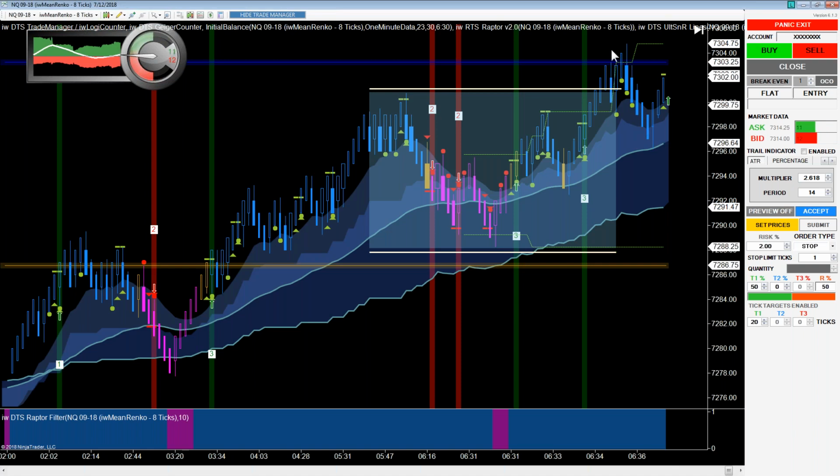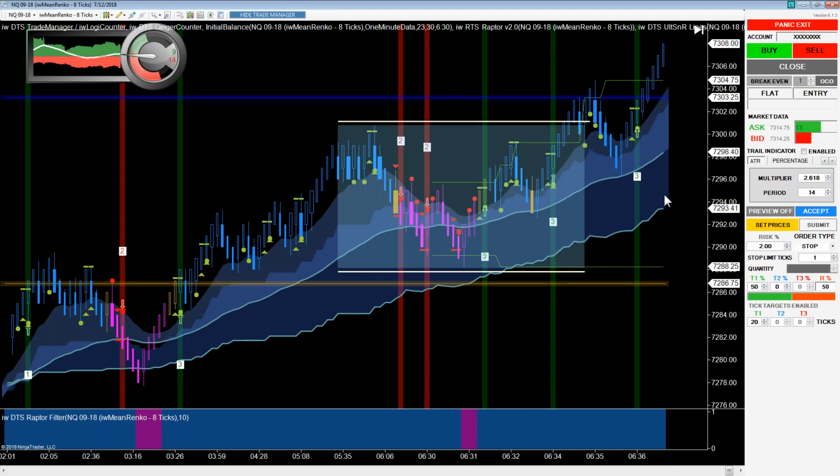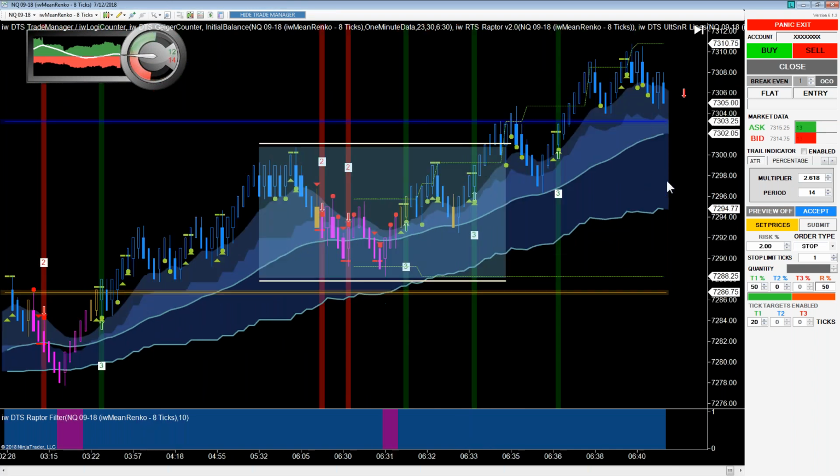Once it breaks and reacts, however, then you have a better idea whether the breakout is going to hold or not. In this case, it looks as though the buyers are going to try to rally it up. So this is going to be your best bet to buy right here. And as it turned out, you got a little bit of a rally.